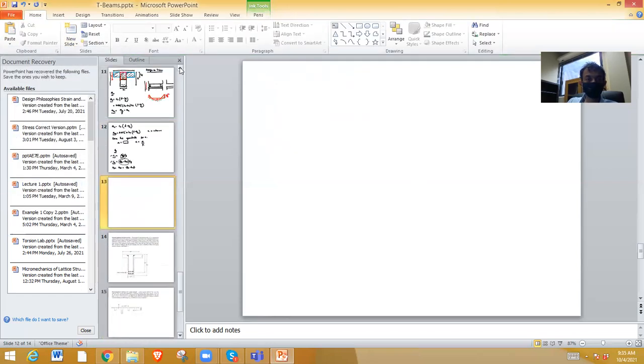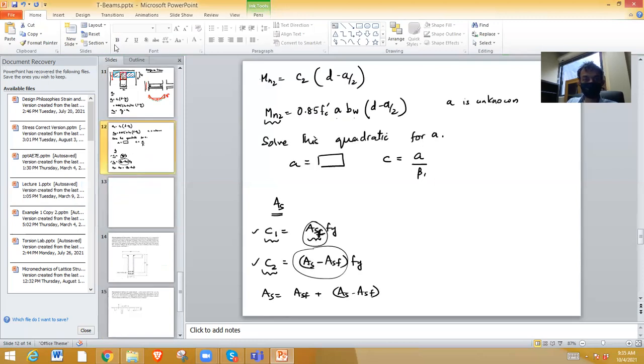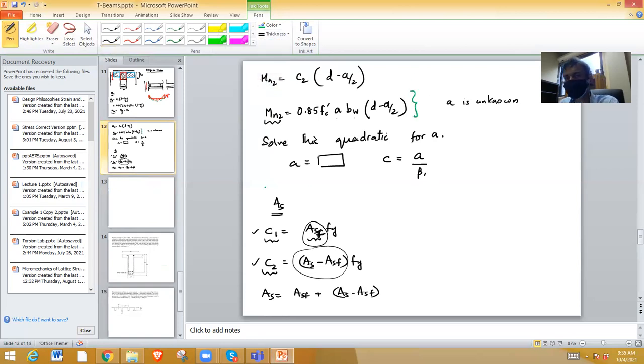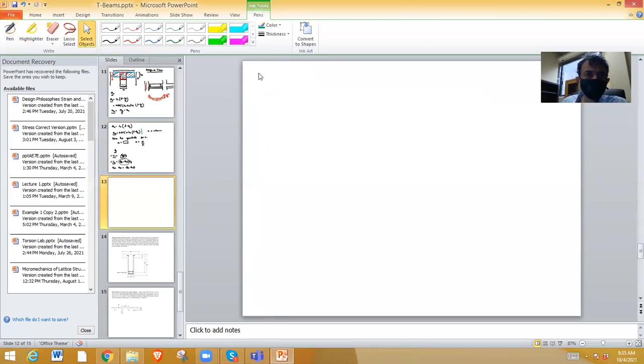Now this is the only part that is different from the textbook. In the textbook, they use a trial and error procedure to find A, but we don't need that. We can just solve this quadratic. So we have Asf, and we have the total area of steel.